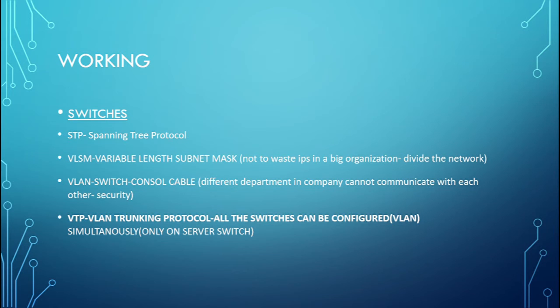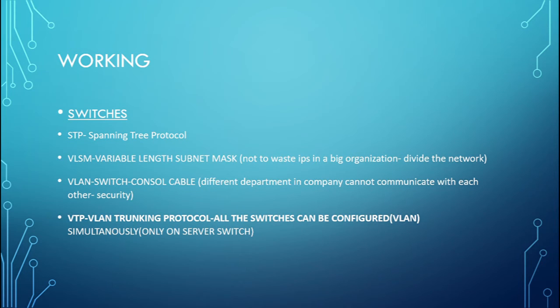In a big company we don't want to waste the IPs, we want to use as many IPs as possible. So for that we have used VLSM. The other is VLANs. We have created VLANs in the switches with the number of ports available in the switches. We have a total of 8 VLANs in the project: VLAN 10, 20, 30, 40, 50, 60, 70, and 80.